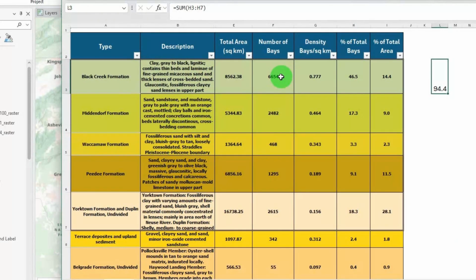We find that the most number of bays seems to be in the higher elevations and in the more clay-like material, where the top 5 sections or types of soil classifications is basically 94% of all of the bays.